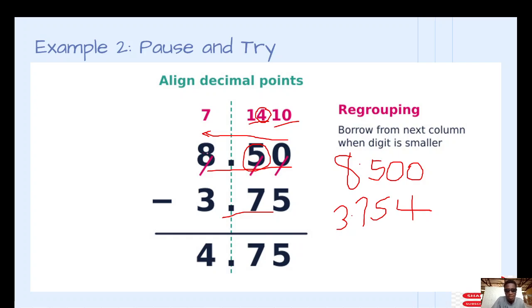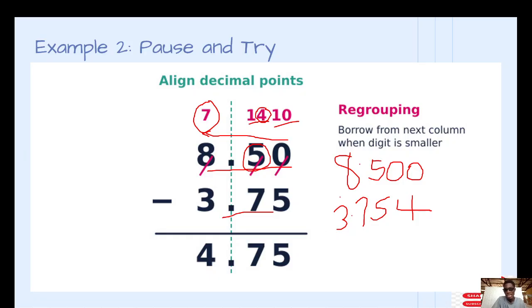Remember, we've taken or deducted 1. We borrowed 1 from the 8. So we are left with what? 7. So we now have 7 minus what? 3. And 7 minus 3 give us what? 4. So our final answer is 4.75. I hope it is clear.